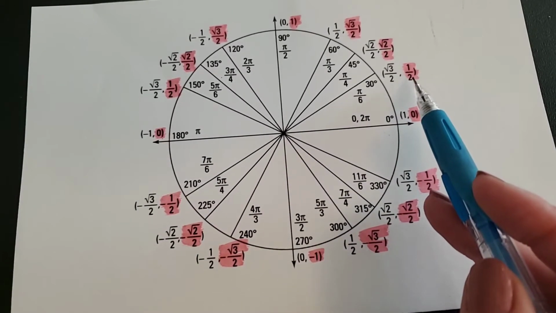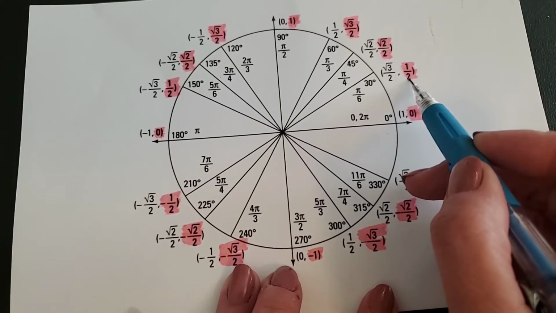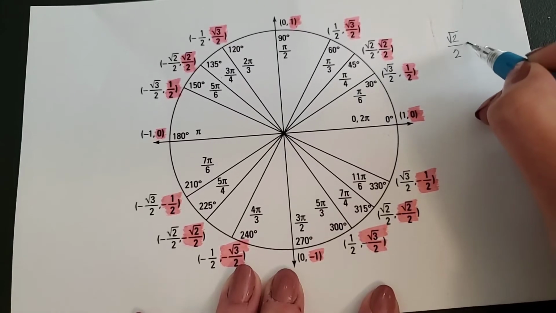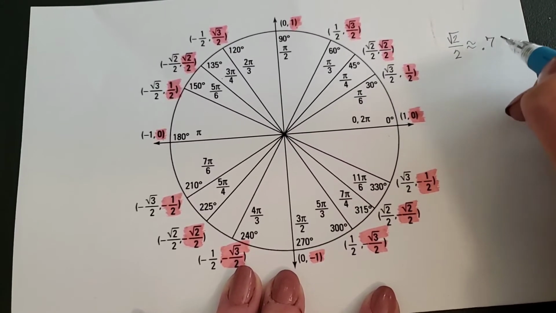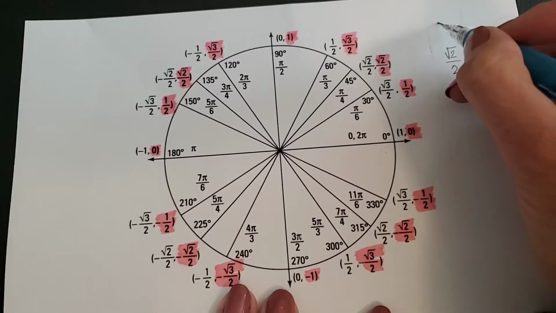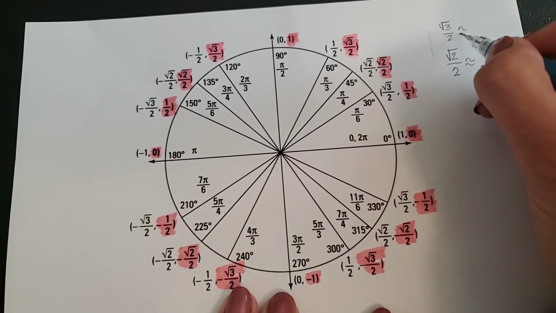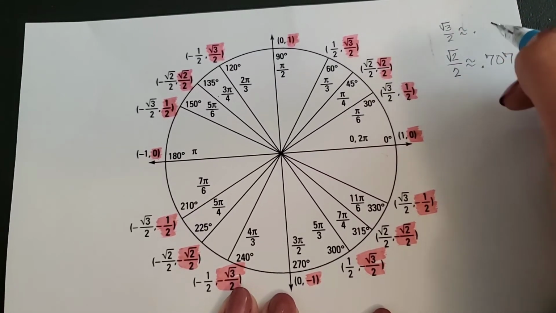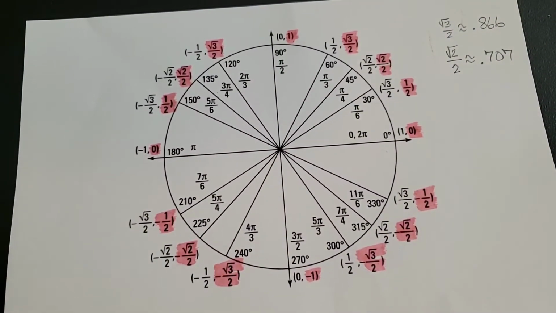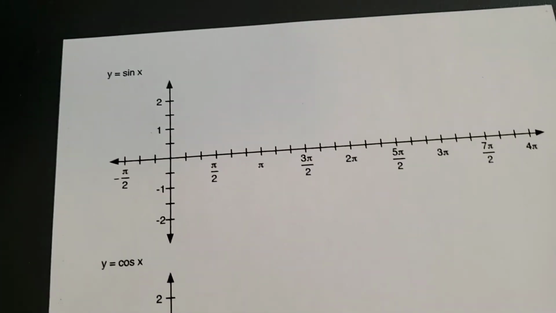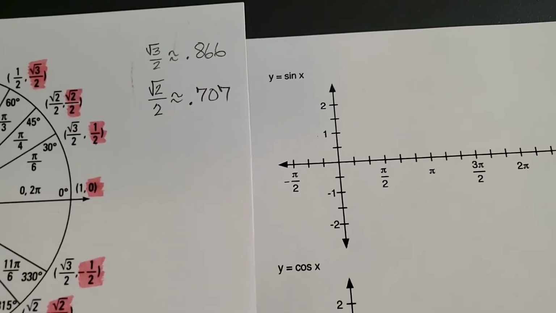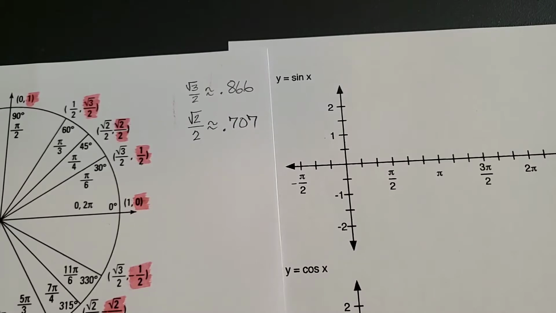Now, some of these are looking a little funny. I know what 1/2 is, but root 2 over 2 on a calculator, a decimal approximation, is about 0.707. And root 3 over 2 is approximately 0.866. So I'll want to keep those in mind as I begin to graph. All right, so let's move to the graph here. And I'm going to keep this unit circle handy. It's going to be challenging to try to show you both parts here, but I'll do the best I can.